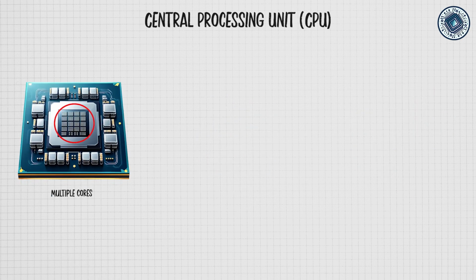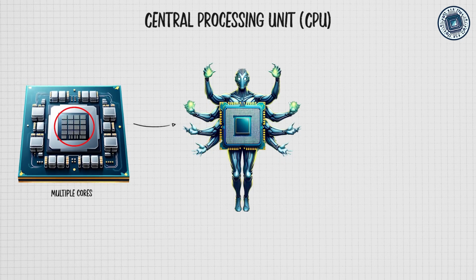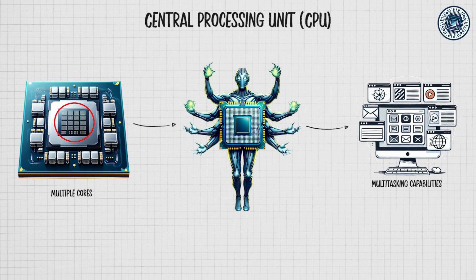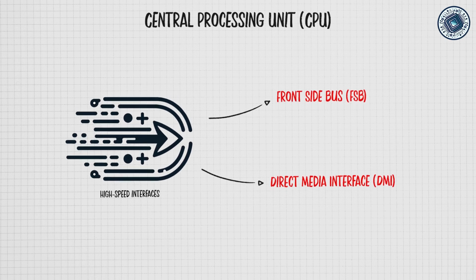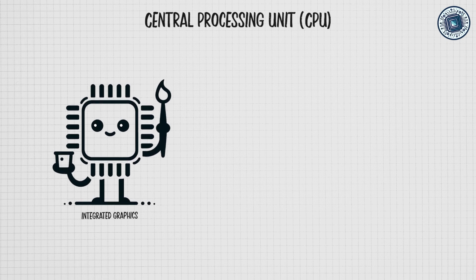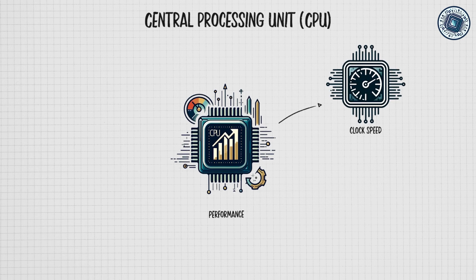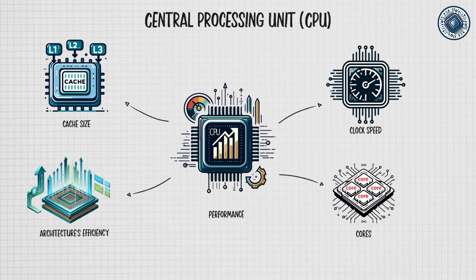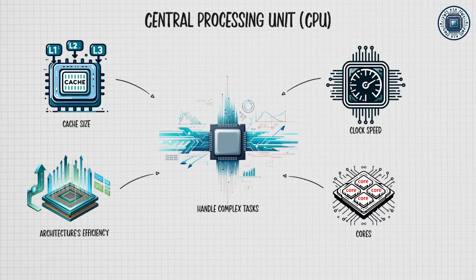Modern CPUs typically feature multiple cores, allowing them to process multiple instructions simultaneously, significantly enhancing performance and multitasking capabilities. They are connected to other system components via high-speed interfaces such as the front-side bus or direct media interface, and often include integrated graphics processors for handling visual computations. The performance of a CPU is determined by its clock speed, measured in gigahertz, the number of cores, cache size, and the architecture's efficiency, all of which contribute to its ability to handle complex tasks quickly and efficiently.